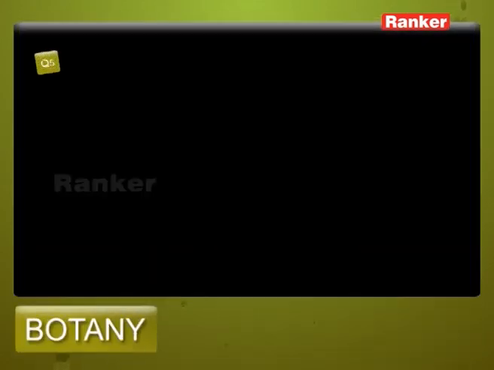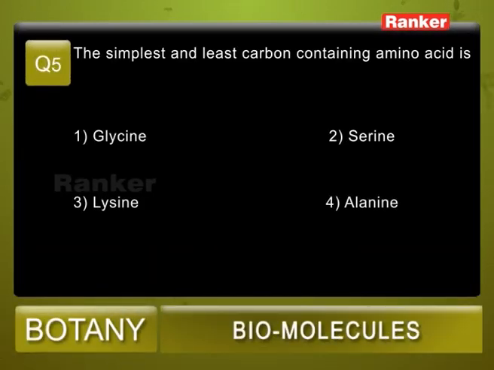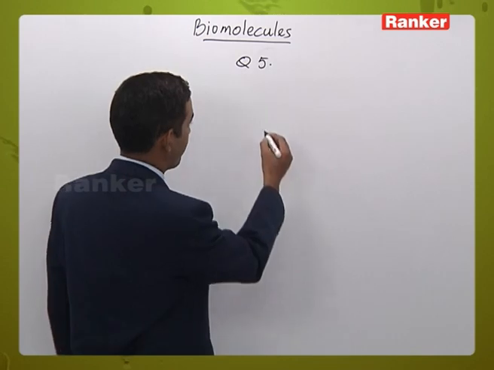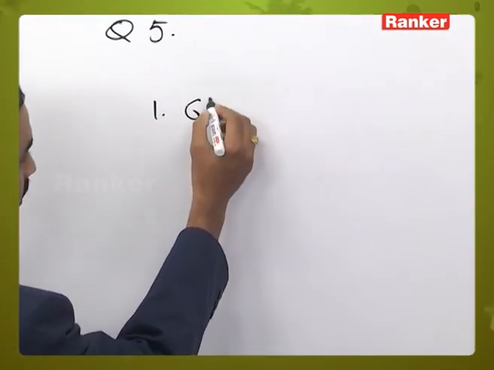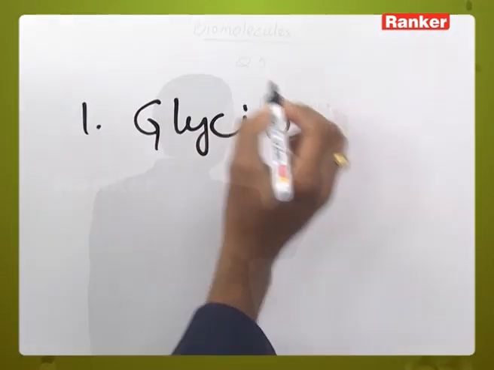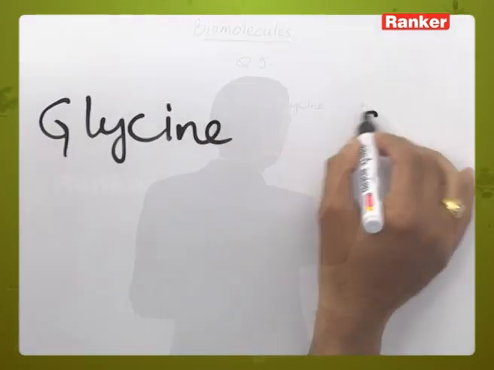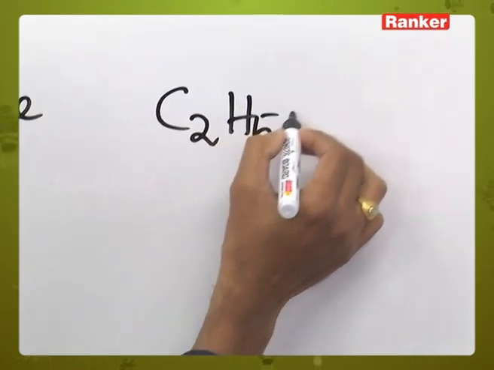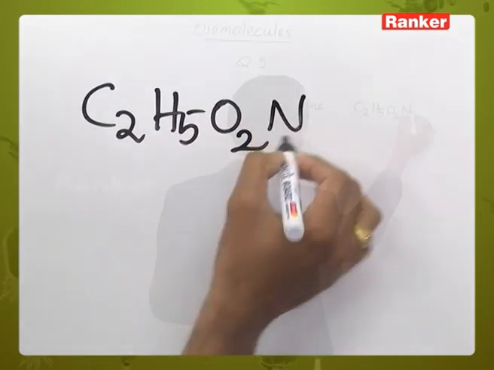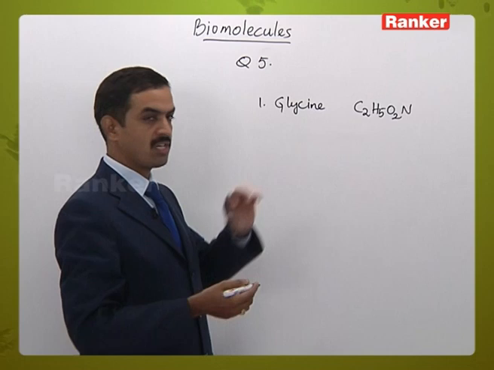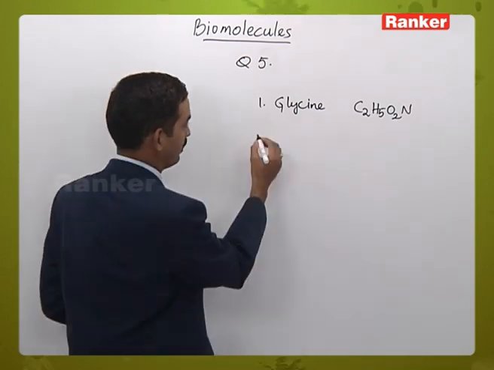Question number 5. The simplest and least carbon containing amino acid is: options 1 glycine, 2 serine, 3 lysine, 4 alanine. Okay. The given options: 1, glycine. Glycine is an amino acid which has 2 carbons in it, with the molecular formula C2H5O2N.